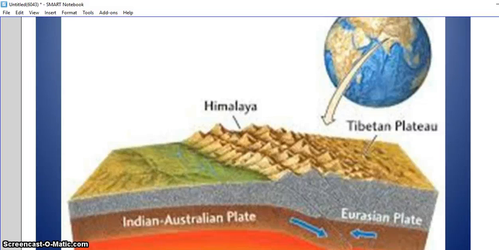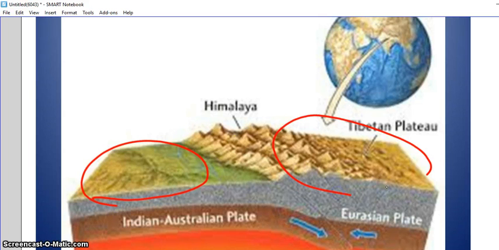Okay, now here's a great example of a continental convergent boundary. You can see the continent, that's continental crust. Continental crust. And guess what? The mother of all mountain ranges is created because of these two plates coming together, called the Himalayan mountains.